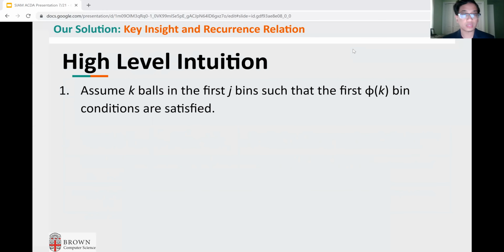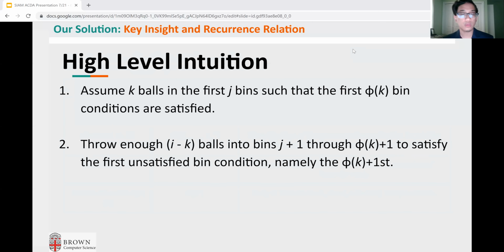Okay, and to provide a little bit more direction into how these results allow us to avoid having to track each of the counts, we give a high-level idea of how our procedure works. First, we assume k balls are in the first j bins such that the first phi of k bin conditions hold. We then throw enough balls into bins j plus 1 through phi of k plus 1 in order to satisfy the first unsatisfied condition, which is d of phi of k plus 1.